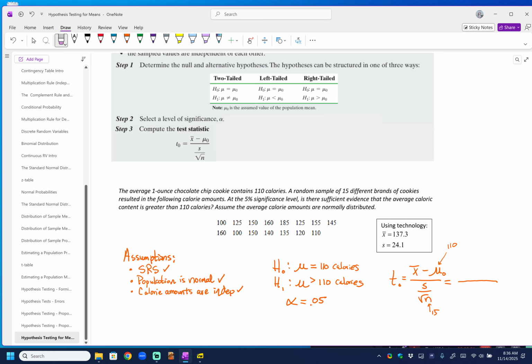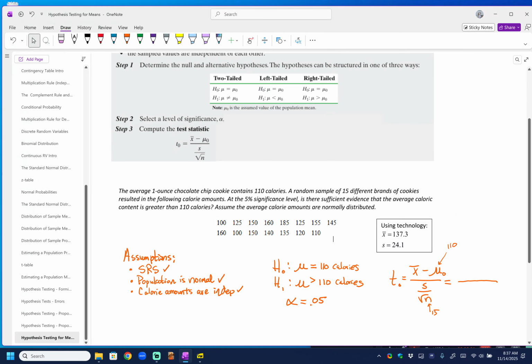On the exam, though, since we don't have access to a lot of that stuff, I would give you the sample standard deviation. Maybe not the mean, just because that's easy to compute from here, but I would have to give you that sample standard deviation. Okay, so back to the task at hand.